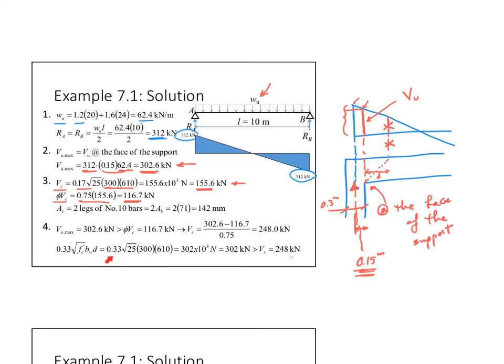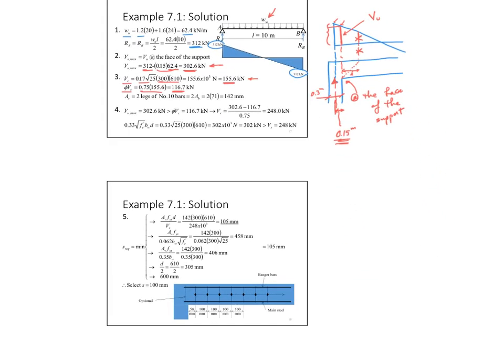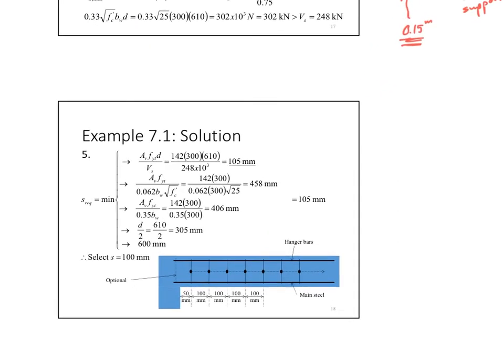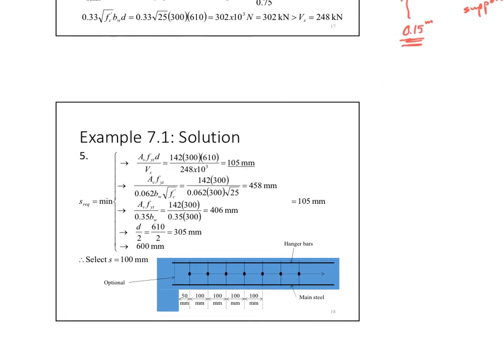Let's now check it against the 0.33 and the 0.66. Now the 0.33 square root of F prime C B D, that gives me 302. I am less than this. That means I'm in the first column of the 3 columns in the slide figuring out how to calculate this. And the first column simply tells you that you need to pick the smallest value out of these values, right? Out of these 5 values.